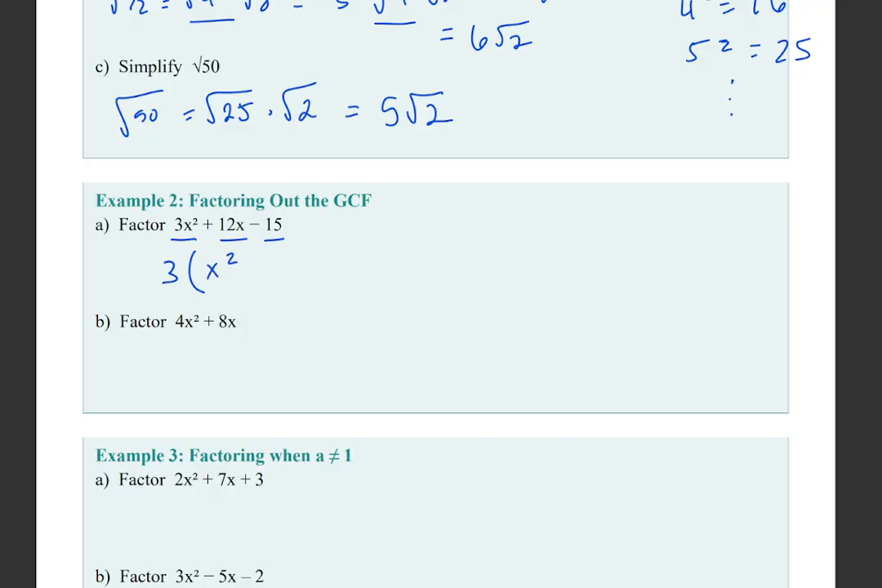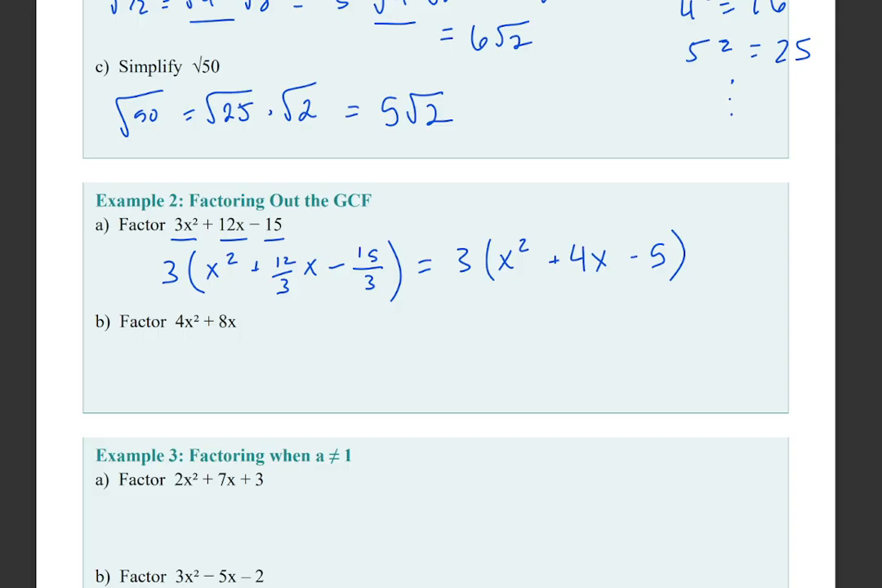I get 3 times x squared plus, now I need to do 12 divided by 3, because I'm trying to pull a 3 out of each term. So this becomes 12 divided by 3, x, which of course is just 4x. But for note-keeping purposes, I'm writing out the extra steps here. Minus, and then we again do 15 divided by 3, the 3 we're pulling out, and close parentheses. And of course, this would get simplified to 3 parentheses x squared plus 4x minus 5. And that's how we factor a 3 out of each of our terms.